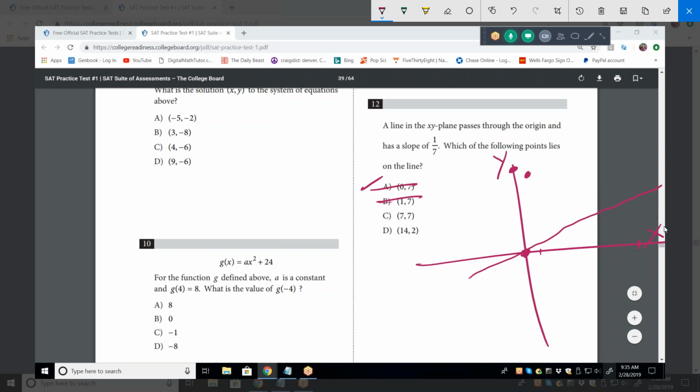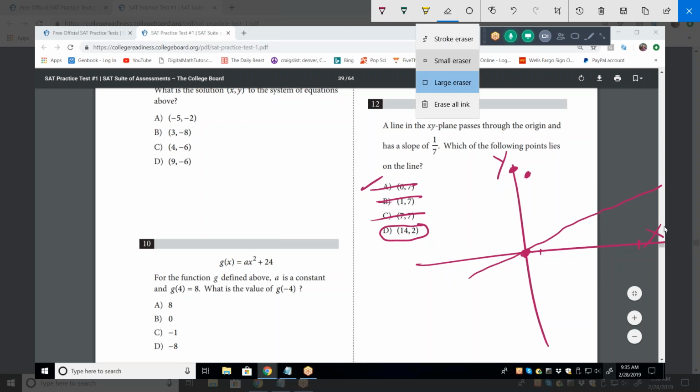That one, no. Are we done with the problem? There's only one answer left. We are done with the problem. In other words, we spend no more mental energy trying to determine whether that is on the line or not. What we have proven is that A is not, B is not, and C is not.